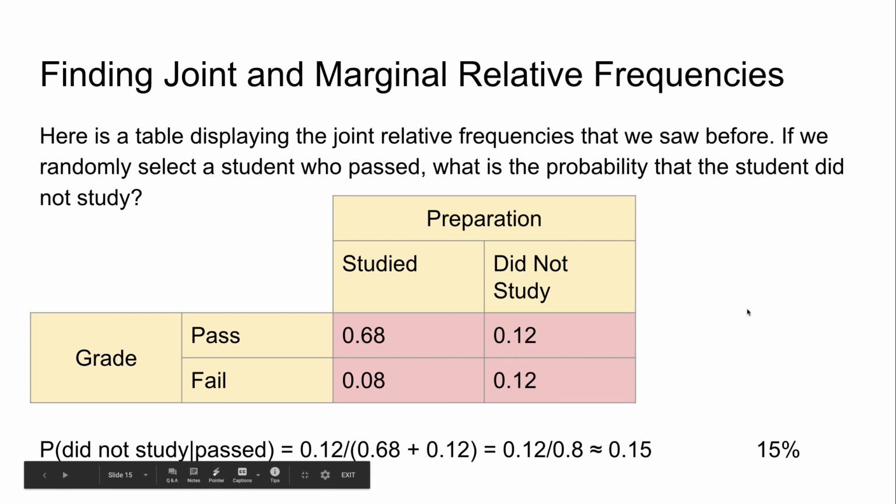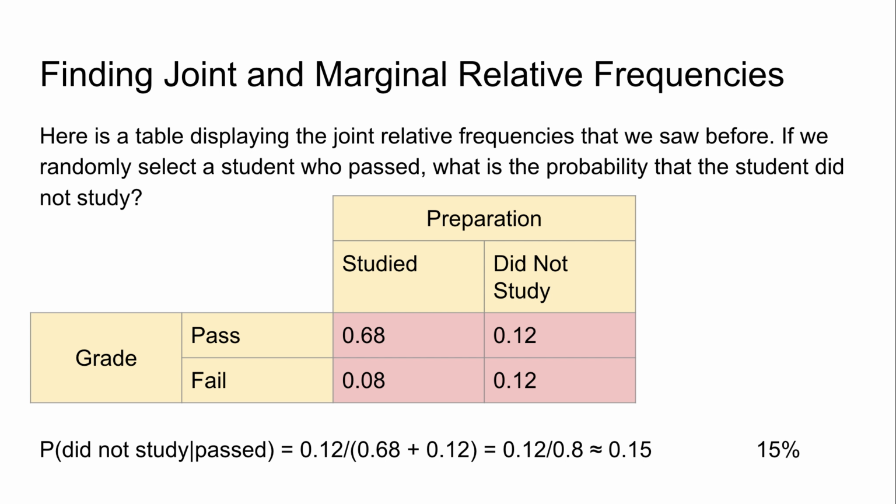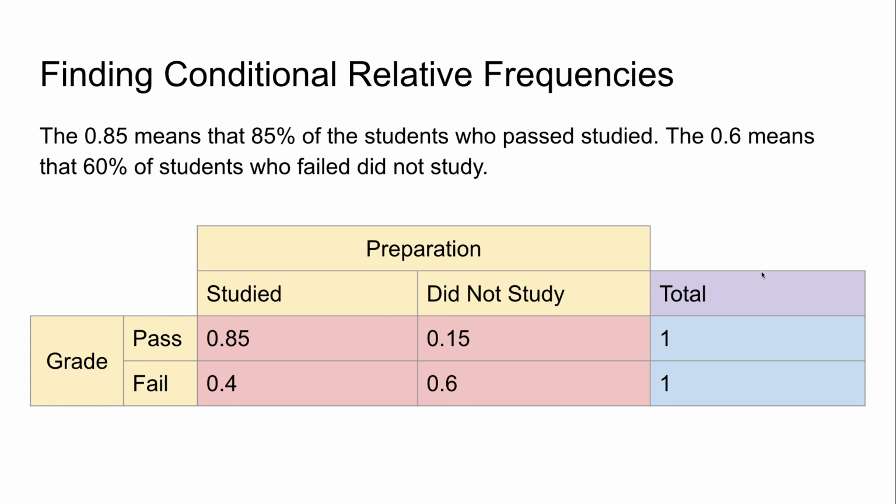And if you remember the table from a little bit further back, which is fair if you don't, we actually already knew this. When we made our conditional relative frequencies, we already found that 15% of those that passed did not study.